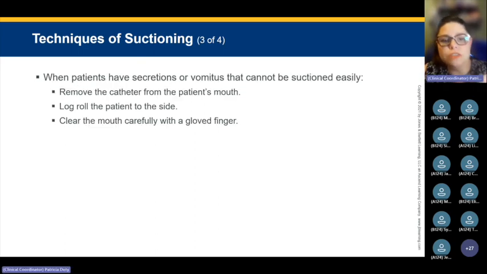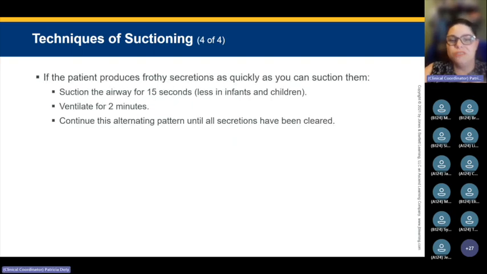When patients have secretions or vomit that cannot be suctioned easily, we're going to go ahead and remove the catheter from the patient and log roll them to the side and let gravity help us, okay? And clear the mouth carefully with a gloved finger. If the patient produces frothy secretions, as quickly as you can, suction them. We're going to suction for 15 seconds, obviously 10 for children, 5 for infants.